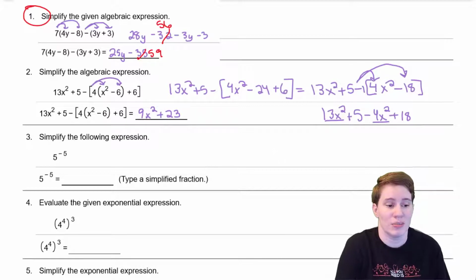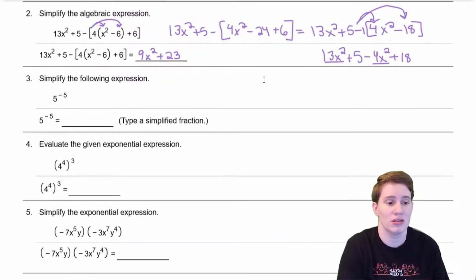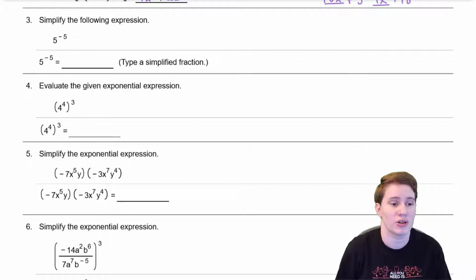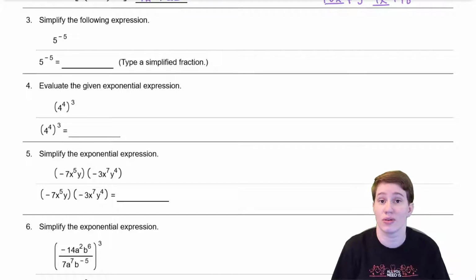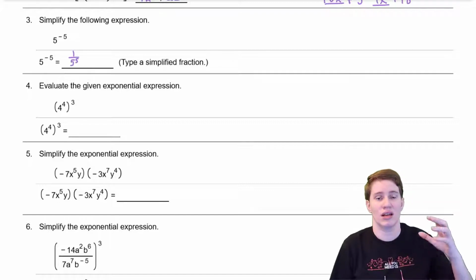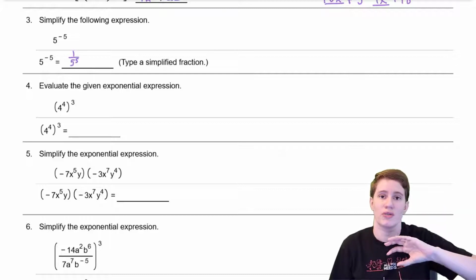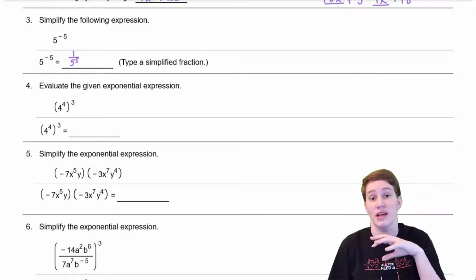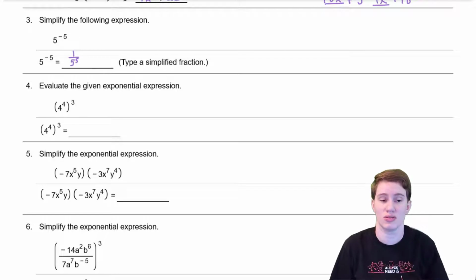Okay, looks like we've got some exponent review here. So simplify the following expression, 5 to the -5. So a friendly reminder, negative exponents are telling us that we have a fraction. So if this was 5 to the +5, we'd multiply out 5 times, and that'd be our answer. But 5 to the -5 means that it's actually 1 over 5 to the +5. We take whatever has that negative exponent and move it down to the bottom of the fraction, and that turns it into a positive.